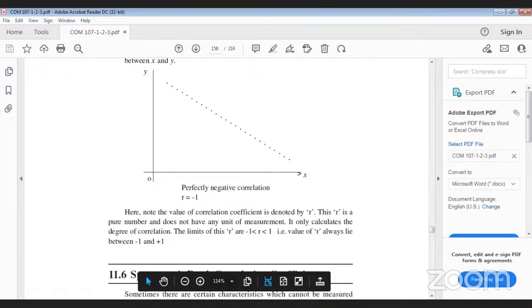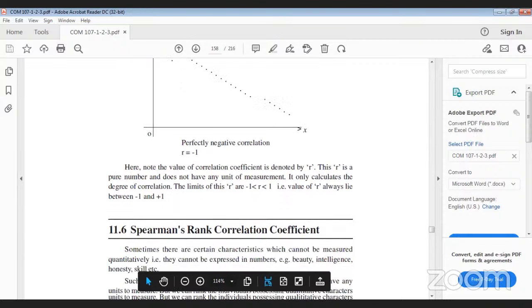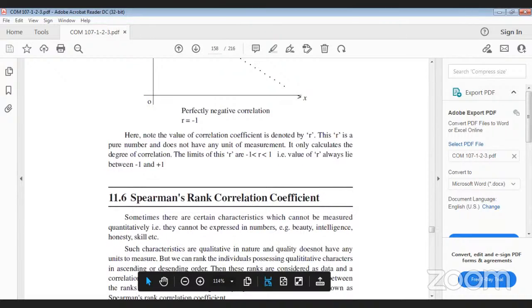This r is a pure number and does not have any unit of measurement. It only calculates the degree of correlation, and the limit of this r is -1 to +1. That is, r lies between -1 and +1. So here there is Spearman's rank correlation.